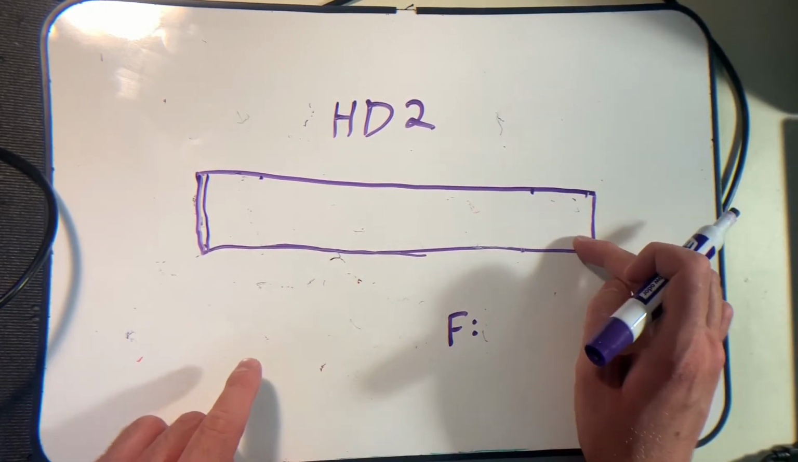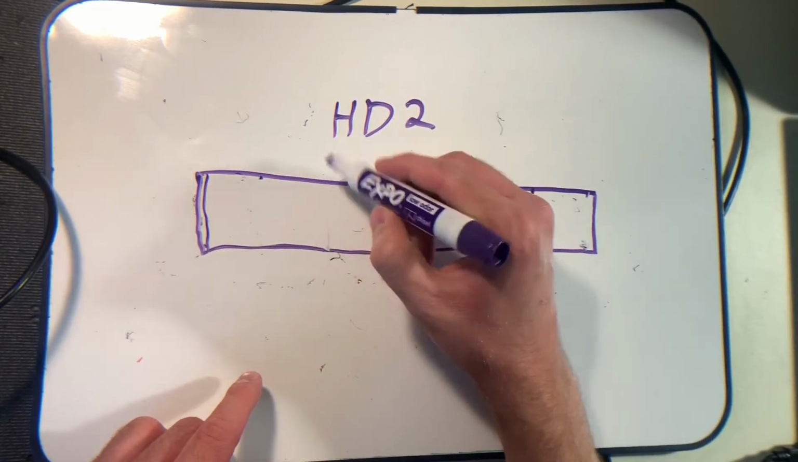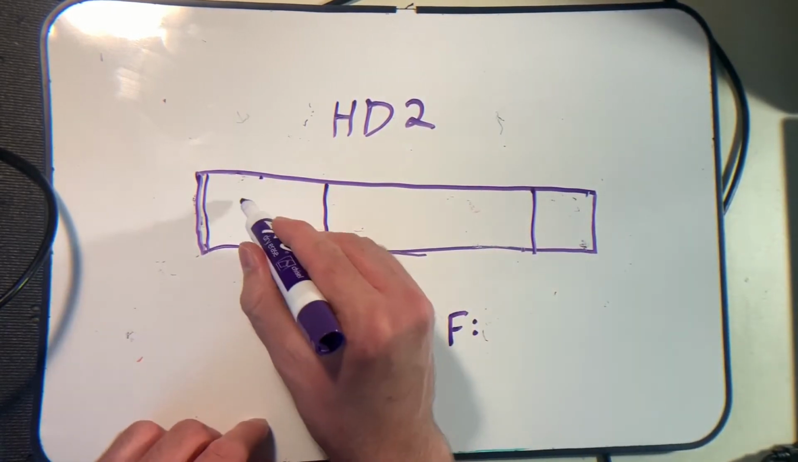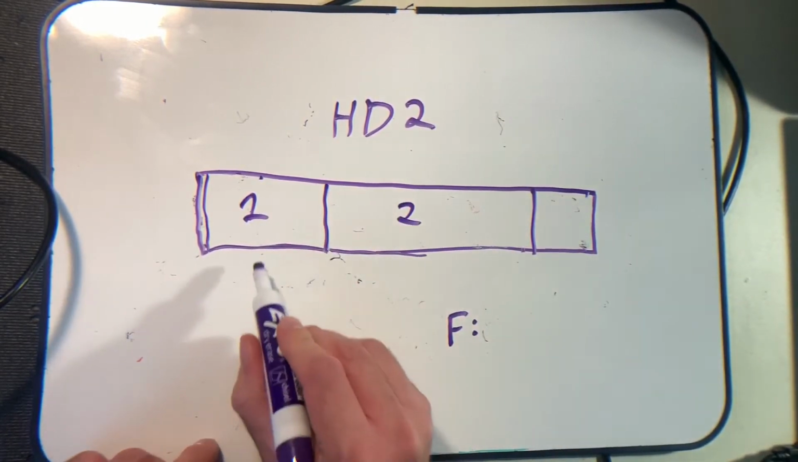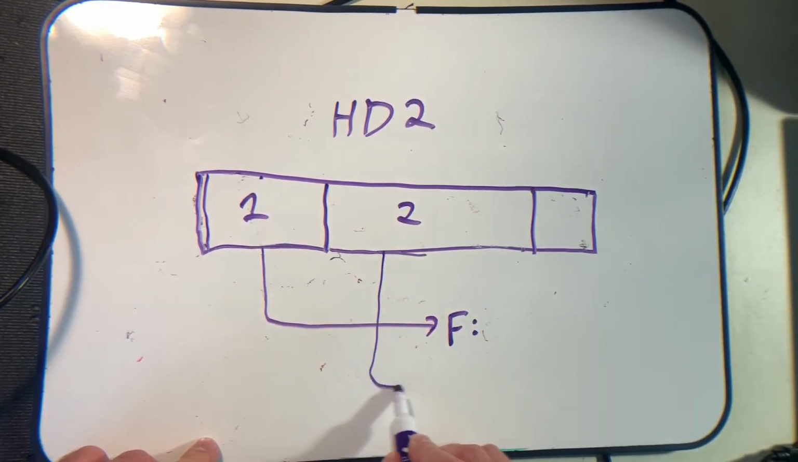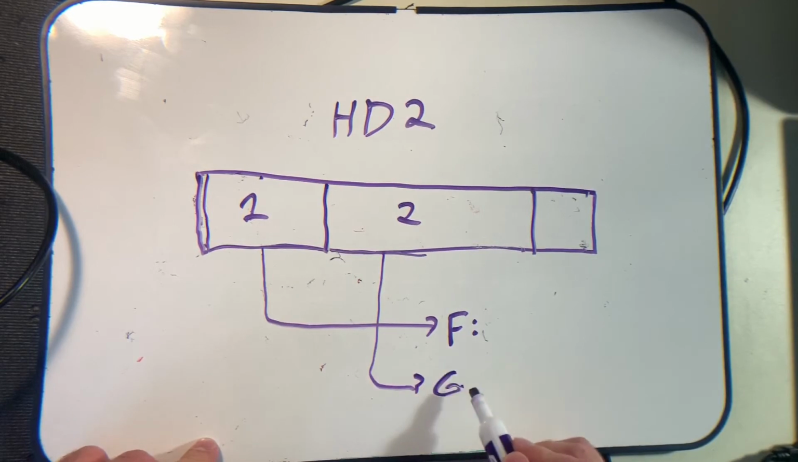But that's arbitrary. Again, we could make it so that it has two partitions. So I could say that I have two partitions here. So I have partition 1, partition 2. And first partition gets mapped to drive F. Second partition gets mapped to drive G.